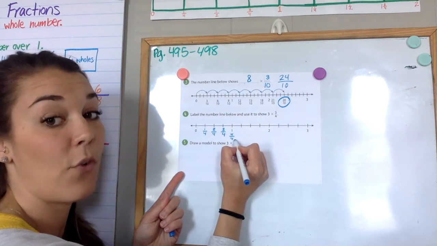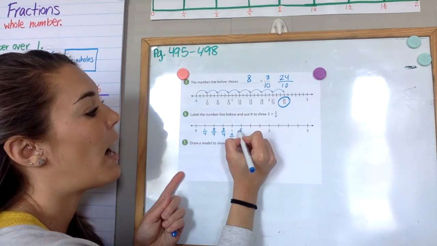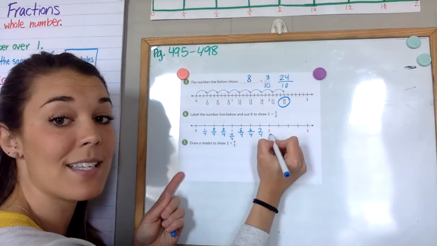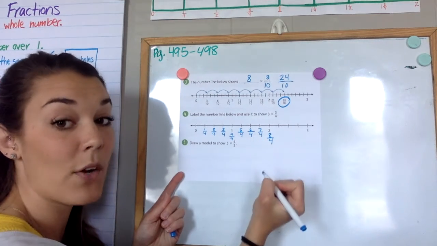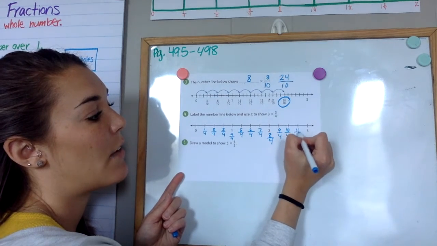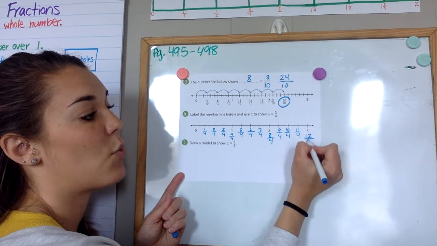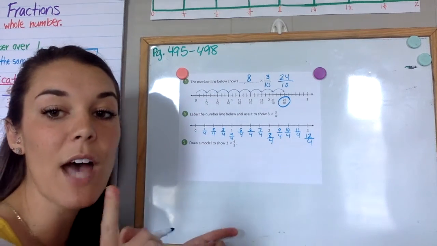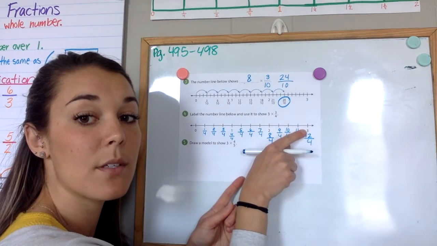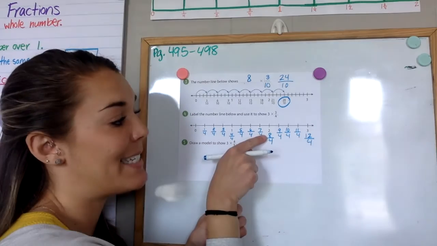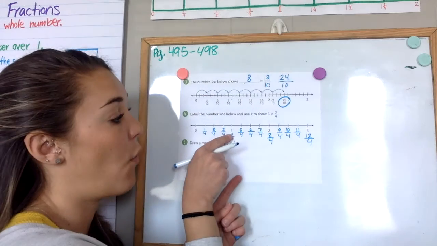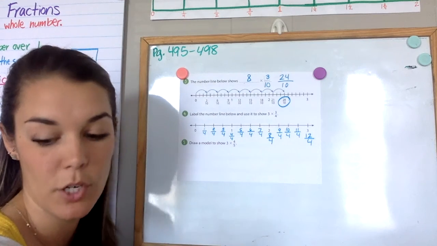1 is the same thing as 4/4, 5/4, 6/4, 7/4. 2 is the same thing as 8/4, 9/4, 10/4, 11/4, and 3 is the same thing as 12/4. The reason for that is, guys, because 4 goes into 12 3 times. 4 goes into 8 2 times. Okay? 4 goes into 4 1 time. Just want you to know that.